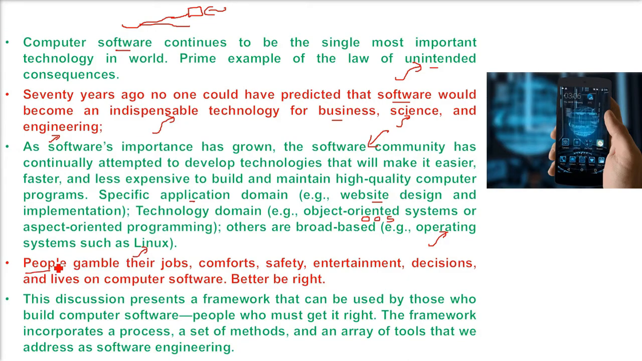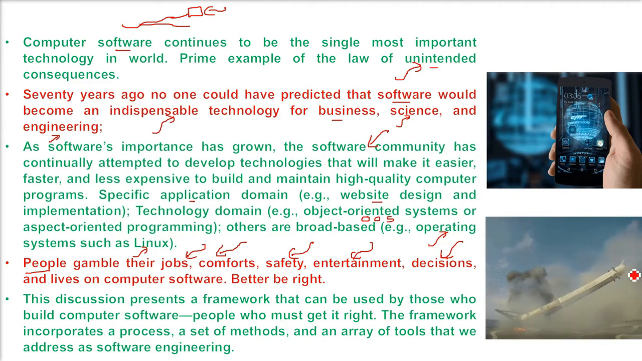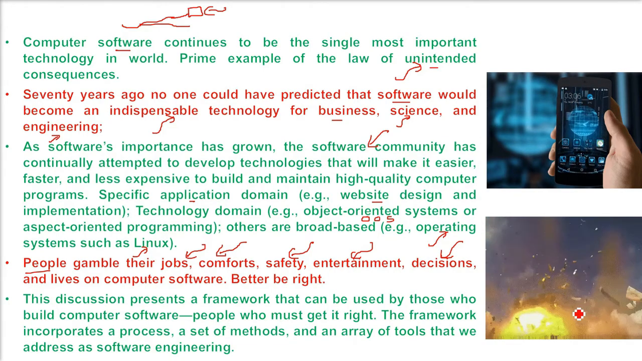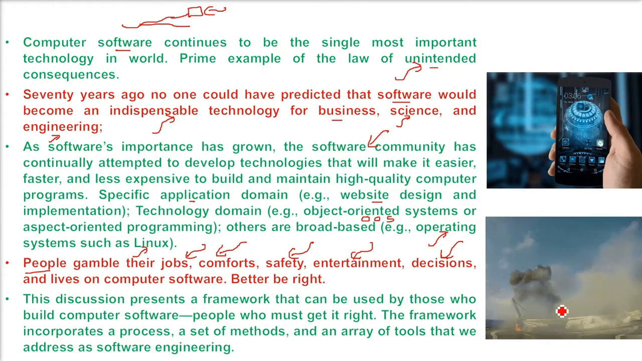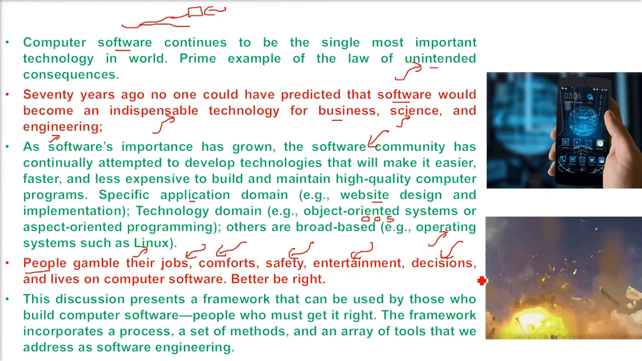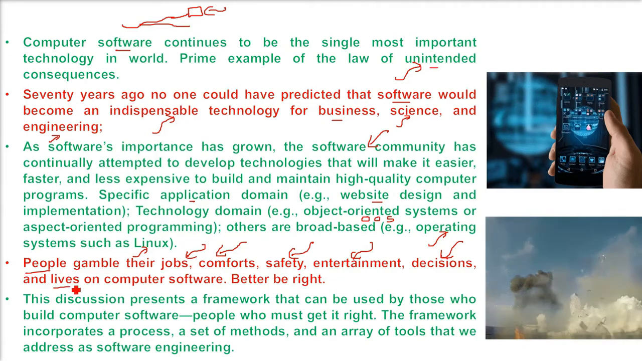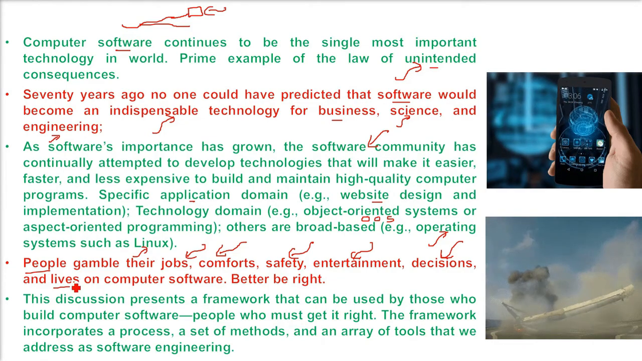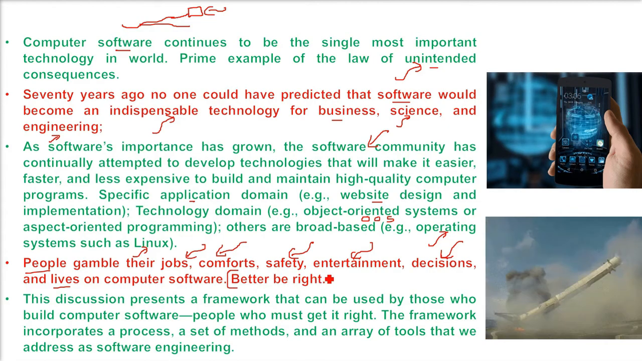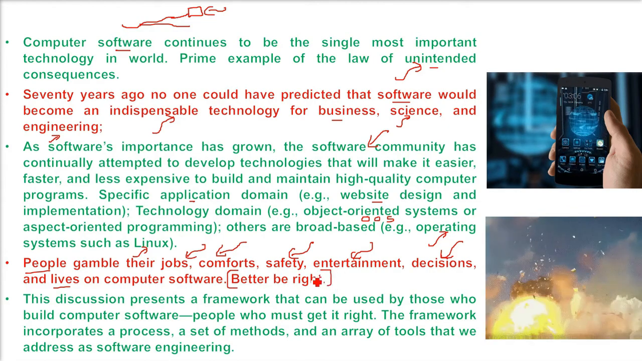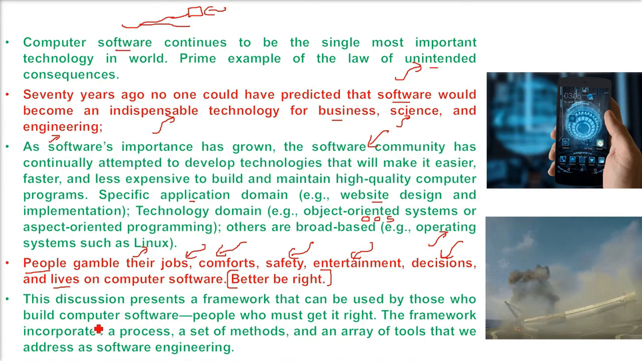The individual people for whom this is made, and by whom it is made, are gambling their lives, jobs, comfort, safety, entertainment, decisions, everything. I am saying even lives. If you are sitting in an aircraft, you are gambling your life because there is software in the aircraft cockpit. Even a small semicolon error can cause billions of money to vanish. So people are counting on your software. I want you to understand, better be right. Software needs to be right.